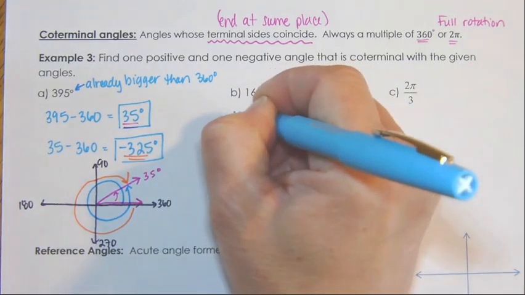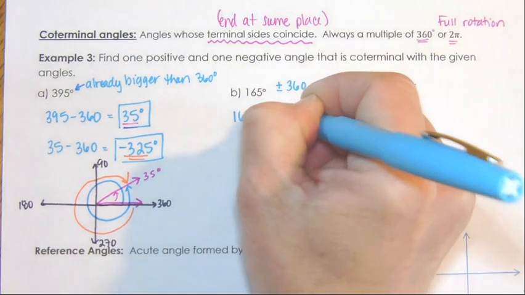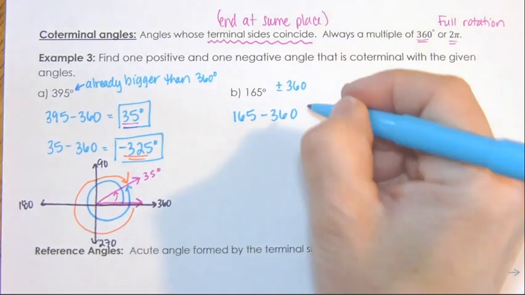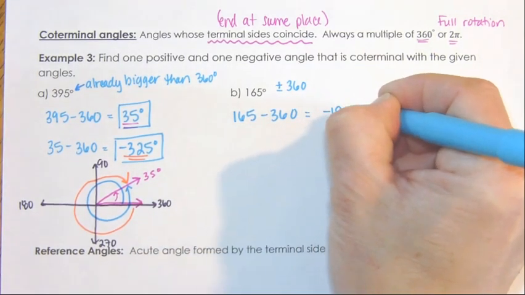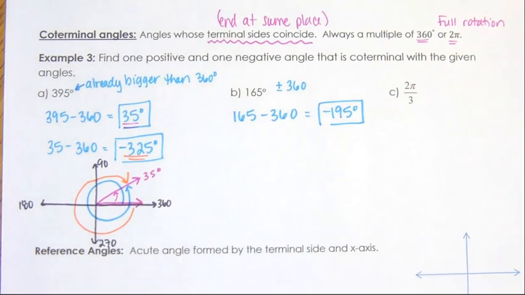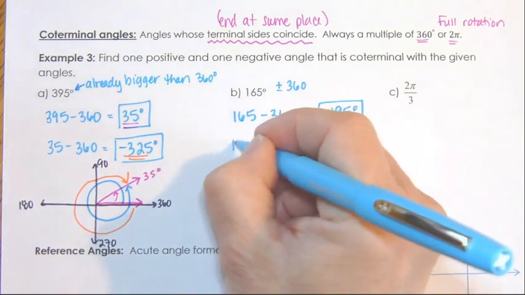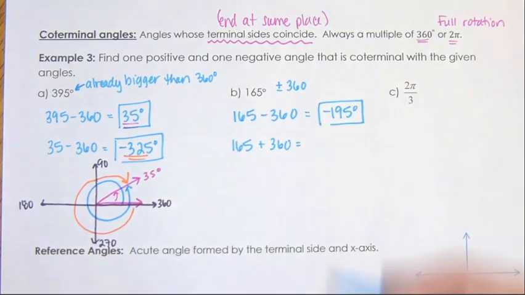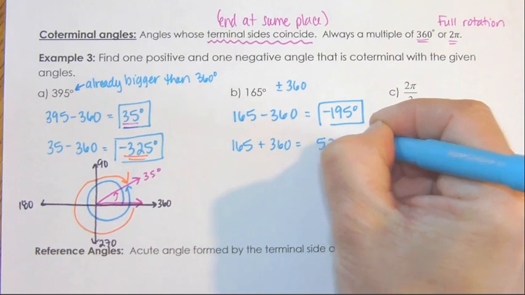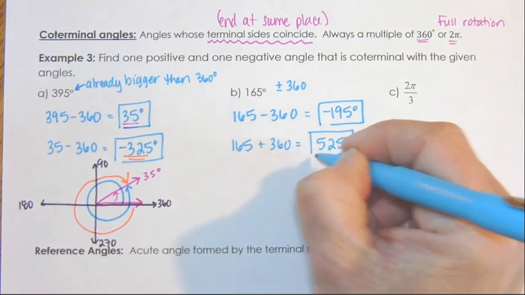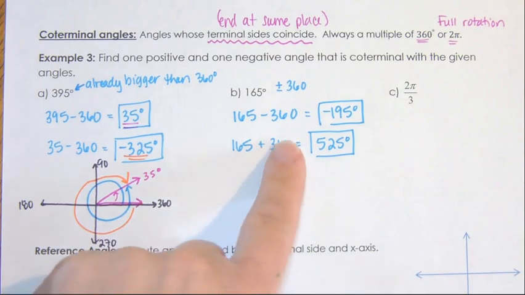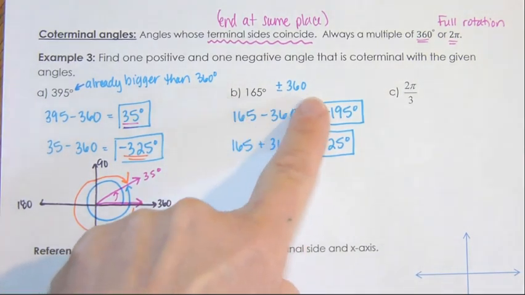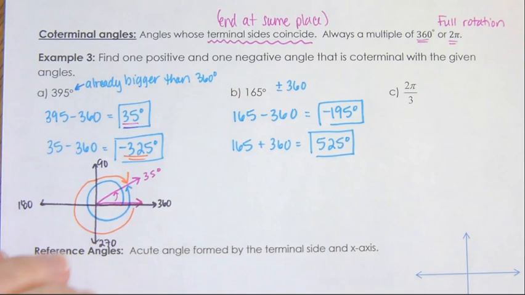So I've got 165 minus 360. If I do that, I get negative 195. So there's a negative angle. If I go back to that 165, my original one, and I add 360, I get 525, which is a nice positive angle. So I've got a positive and a negative coterminal angle. If I were to graph all three of those, it would look something like this, where they start and end at the same spot.